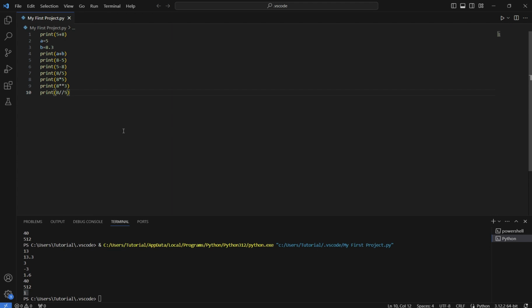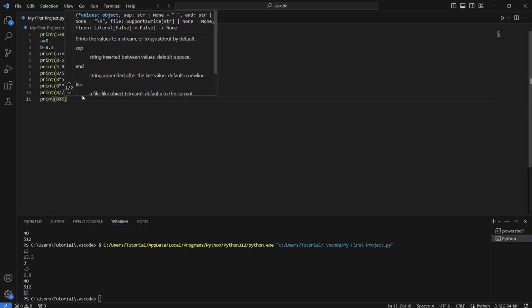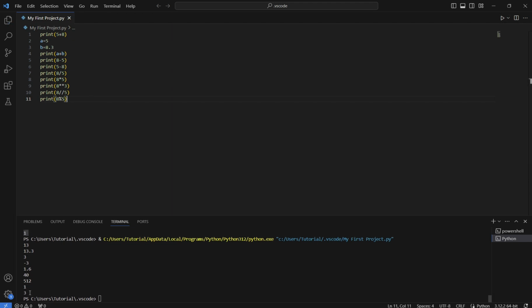The last operator we will learn about is the percent operator. The percent operator shows the remainder of the division problem. So, for example, if we write print in parentheses 8 % 5 and run the code, this will output 3 because 8 divided by 5 is 1, remainder 3. This remainder is what is shown in the output.